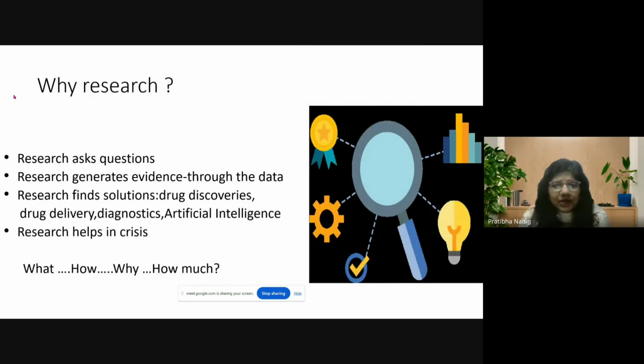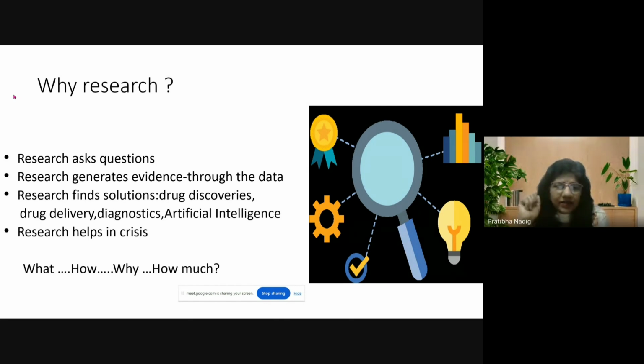Why research? Because research means it asks questions. Research is based on questions. And in the medical field, research generates evidence through data. Today, the entire world is revolving around data, and the technologists are hungry to get data so that they can give a nice shape to that data, which gives meaningful inferences, meaningful changes in patient treatment. So research will generate evidence through the data we collect.